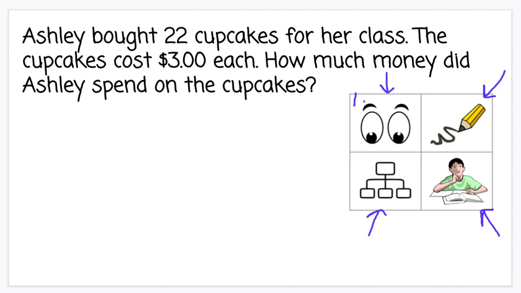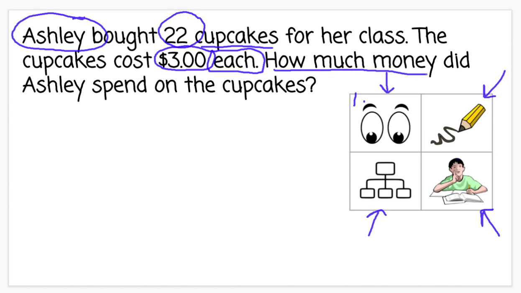All right, now let's circle and underline important information. So I know this problem is about Ashley, and I know she's buying cupcakes. She bought 22 of the cupcakes, and I know they cost $3 each. I'm going to box that keyword, each. That's super important. Each usually tells me that I'm going to multiply or divide. How much money did Ashley spend on the cupcakes? I'm going to underline my question. That will help me pay extra close attention to it. All right, step 2, done.